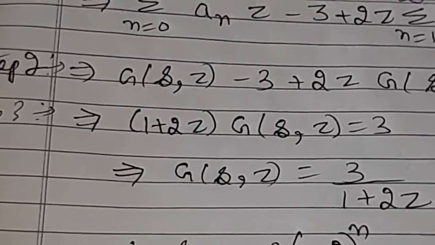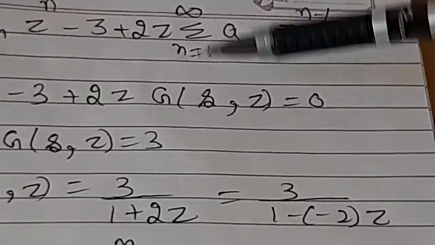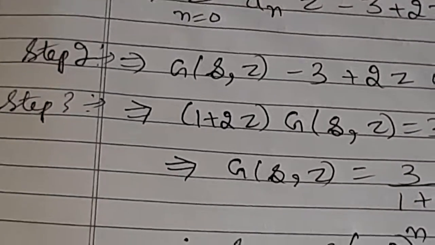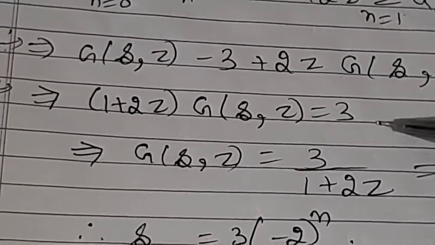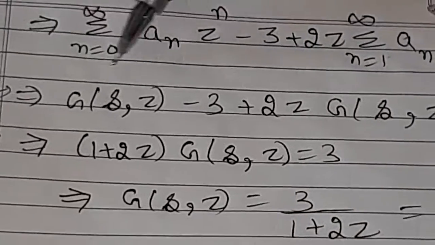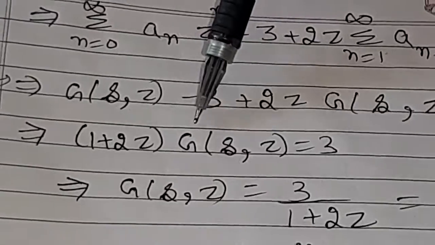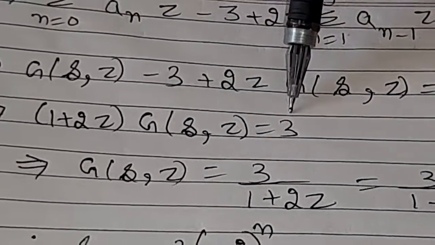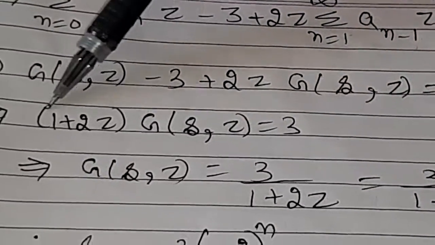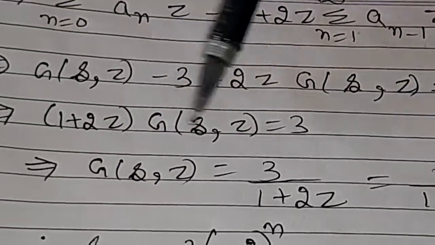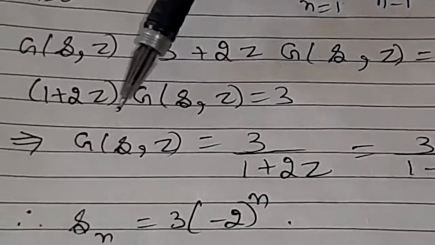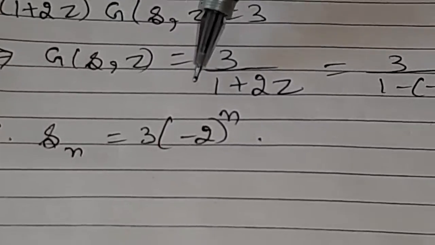Now the next, third step is to simplify it to find G(z) and Sn. Now G(z) can be taken common from these two terms. We will get (1 + 2z) G(z) equals 3. Taking 1 + 2z to the right hand side, we will get G(z) equal to 3 over 1 + 2z.